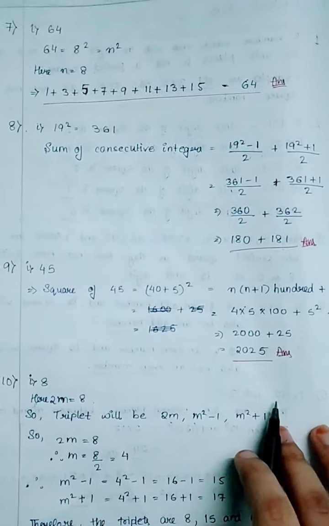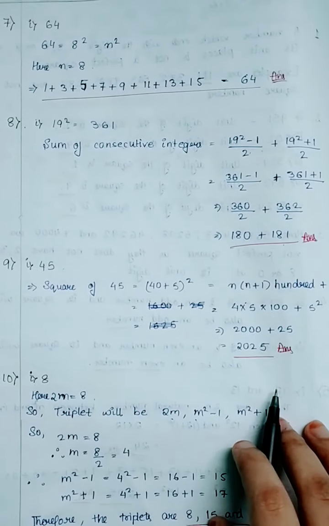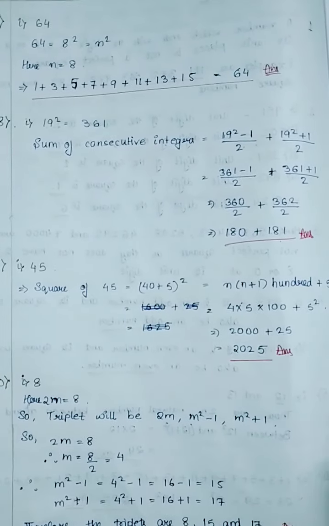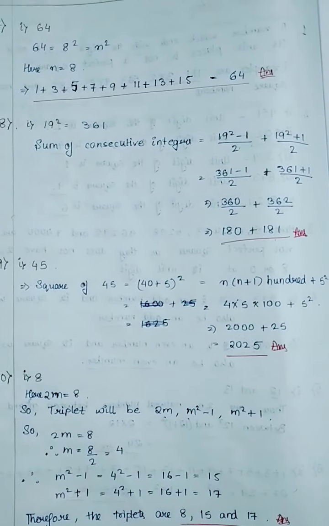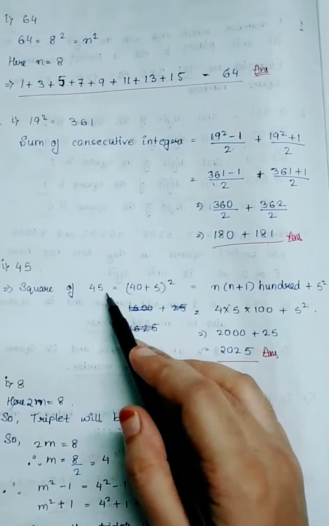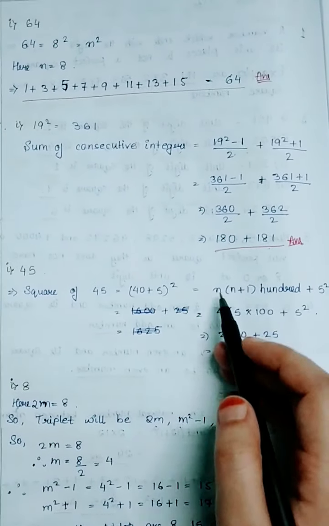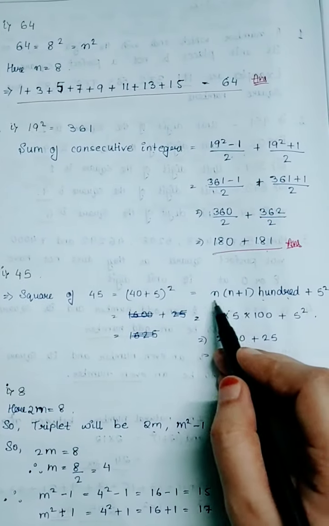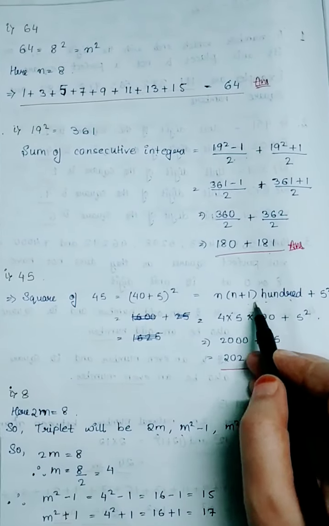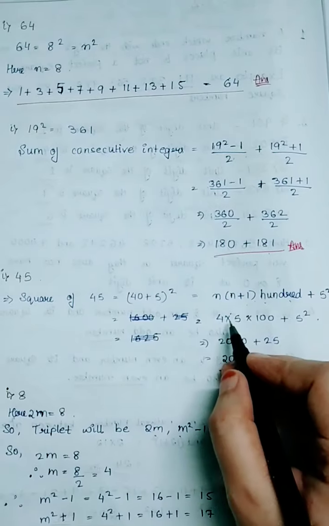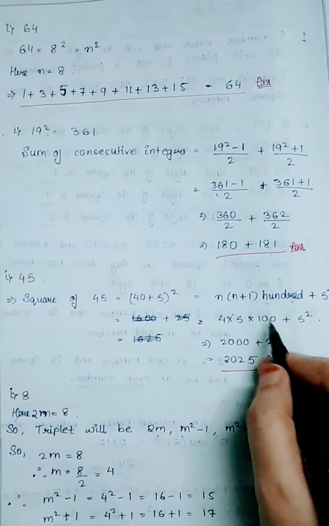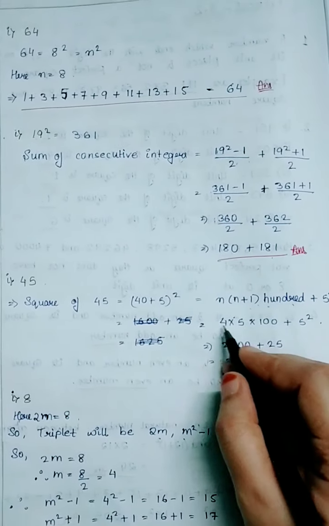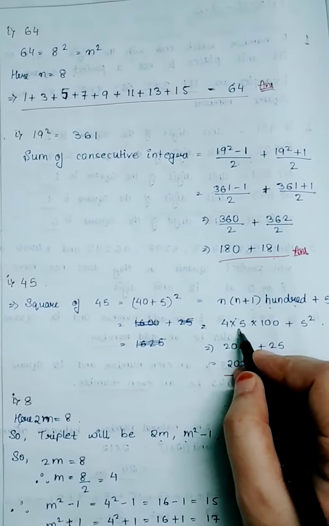Question number 9. Here the number given is 45. We have to find the square of 45 without directly multiplying. For finding it, we can write 45 as (40 plus 5) whole square. This can be written as n into (n plus 1) into 100 plus 5 square. The first number is 4, so we write 4 into 5 multiplied by 100, plus 5 square at the end. So again we take 2 consecutive numbers.